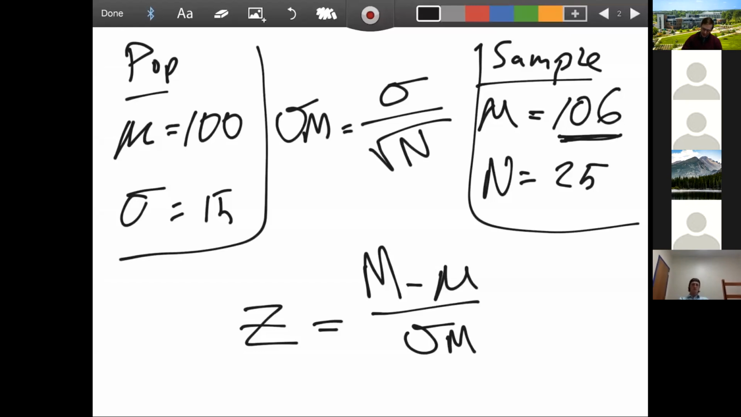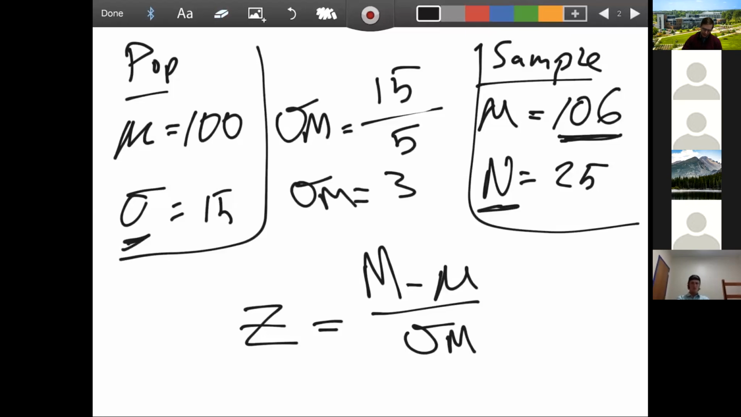So to get this standard error down in here, we need to take the standard deviation from the population, our standard deviation of 15, and we need to take the square root of n, and our n is here from the sample, square root of 25. The square root of 25 gives us 5, or 15 over 5 gives us 3. Right? So that's our standard error.